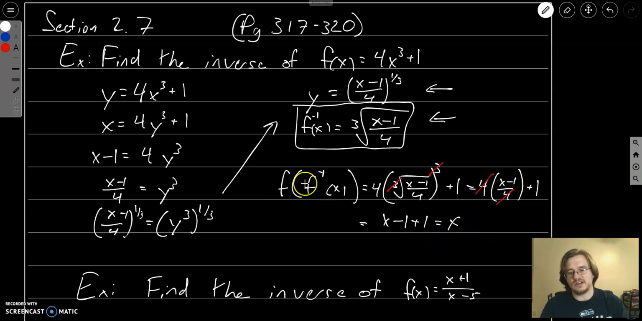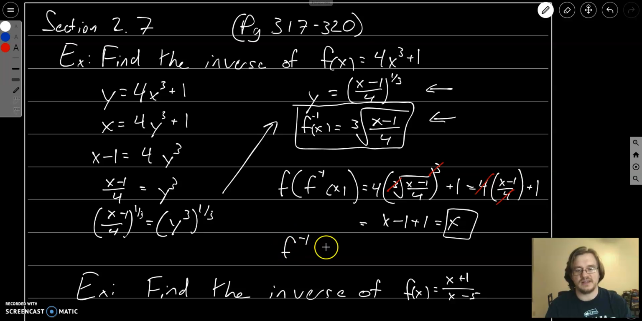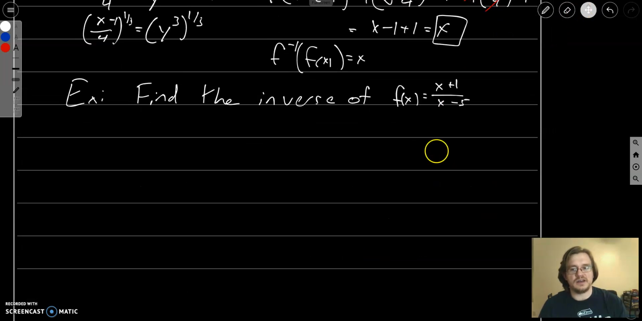Now, technically, we should also do the other way. We should plug f of x into the inverse function, but I've run out of space here, so I'll just stop here. We see that we do get an x. So we should check to make sure that f inverse of f of x is also equal to x. Let's look at another function.